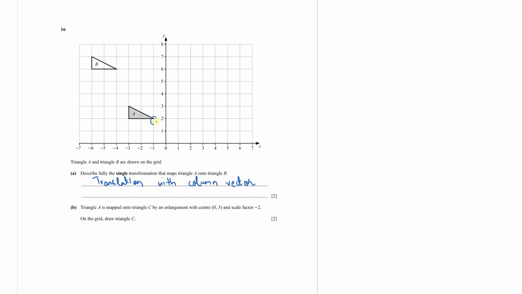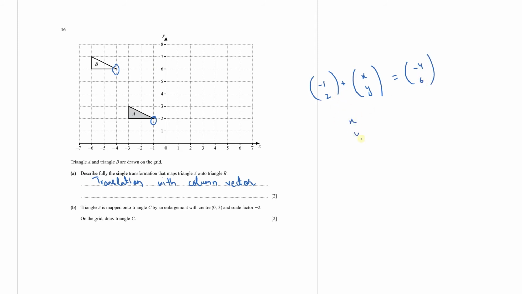So let's take this point here, which is (-1, 2). So (-1, 2) plus the translation vector, let's call it (x, y). For a translation, you simply take a point and add the translation vector to get the image. So this is imaged onto this point, which is (-4, 6). If you add the translation vector to the original point, you will get the image, which is (-4, 6).